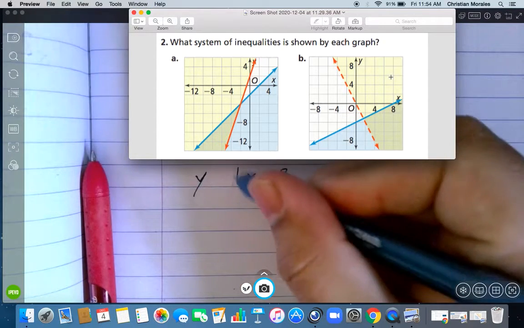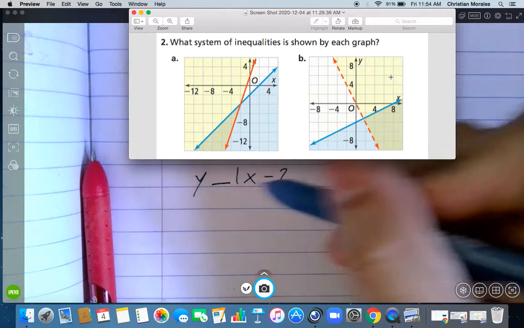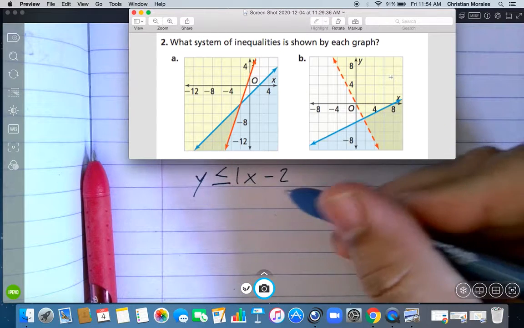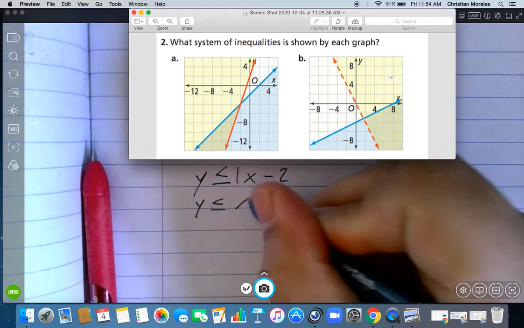And now I just have to decide what symbol I want here. Well, it's a solid line, so I'm going to put a line underneath it. And it's shading below, so I'm going to put less than. So it would be this. And actually, if it was multiple choice, you would see this.